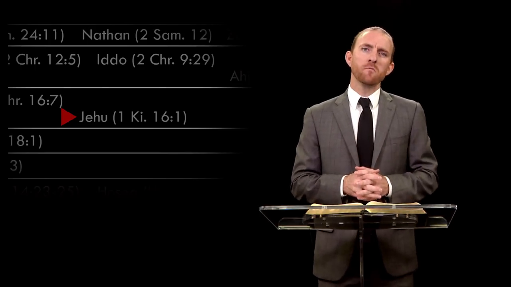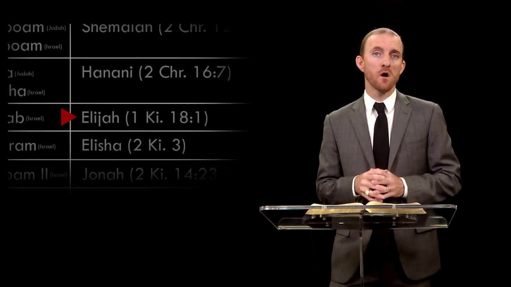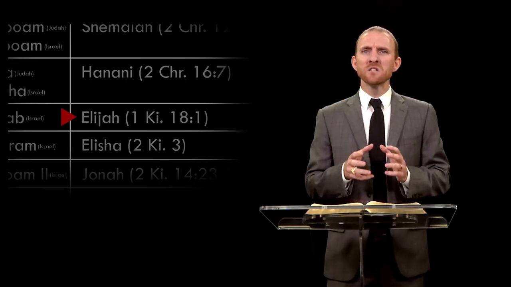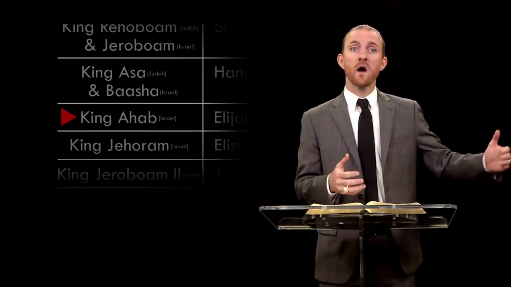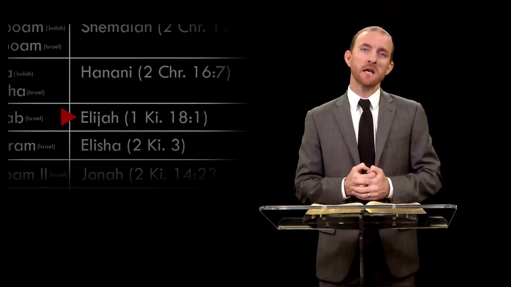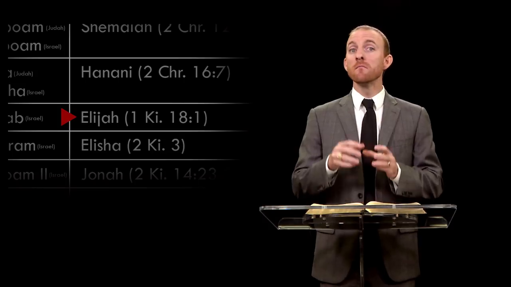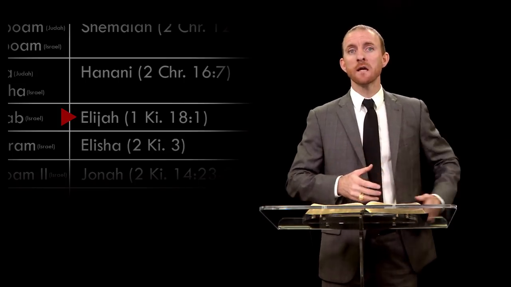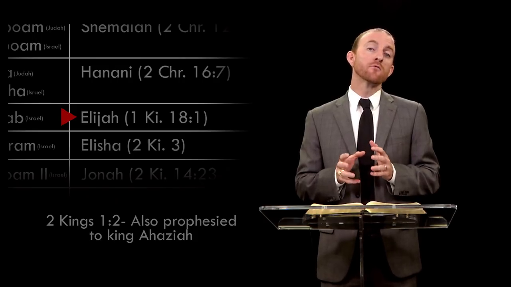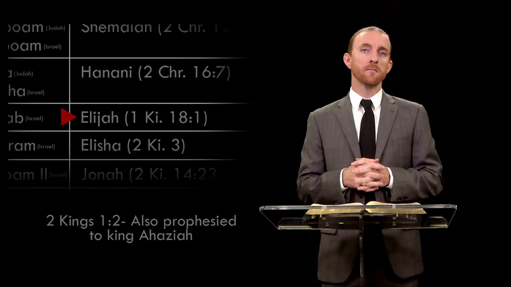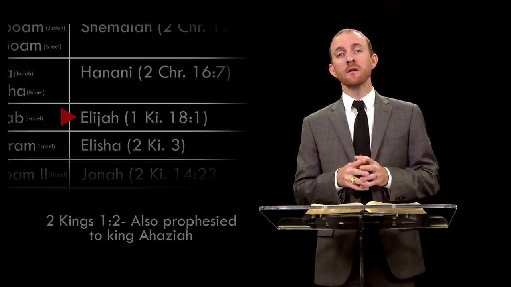On the other end of the spectrum, this brings us to the far more renowned work of Elijah the prophet. Elijah prophesied to Israel under the reign of King Ahab and his wife Jezebel, 1 Kings 18 and verse 1. Following Ahab's death and immediately before Elijah was taken up into the heavens, Elijah also prophesied to Ahab's replacement, King Ahaziah, 2 Kings chapter 1 and verse 2, telling him he would surely die soon.